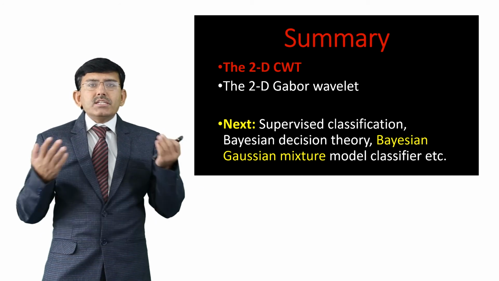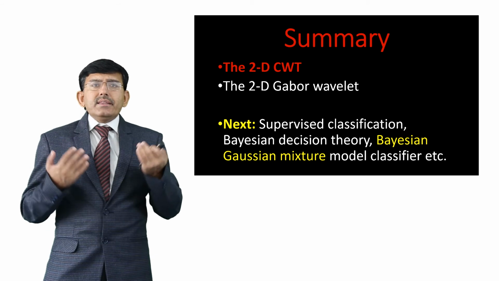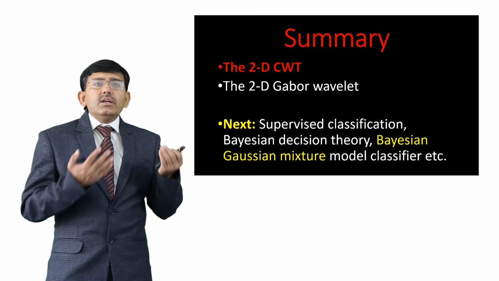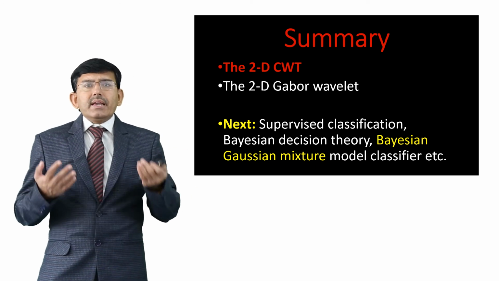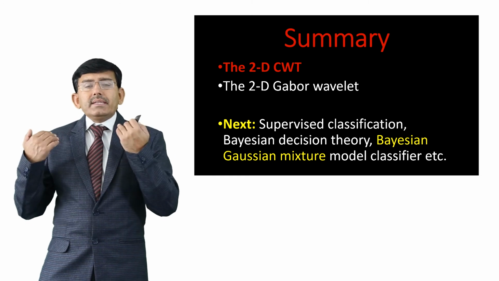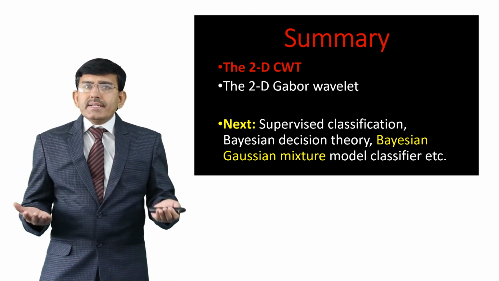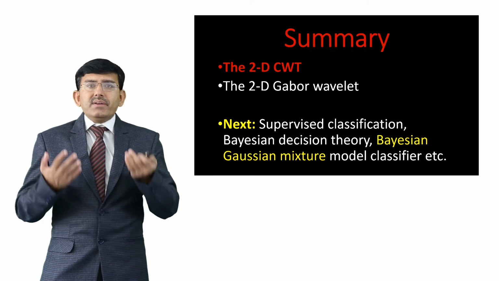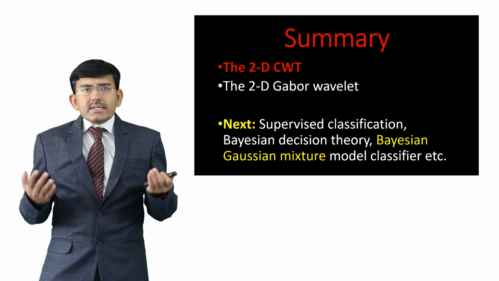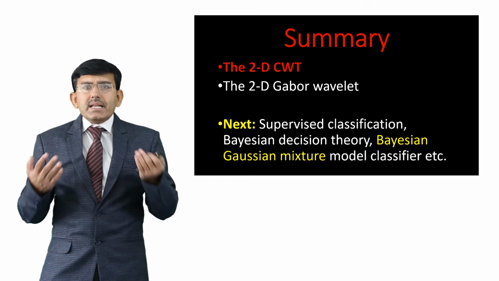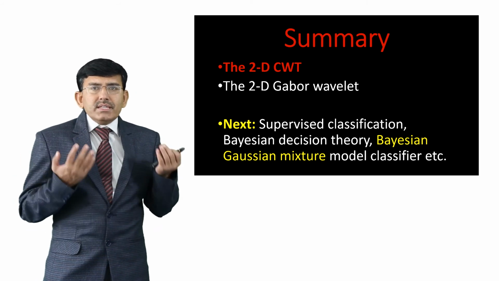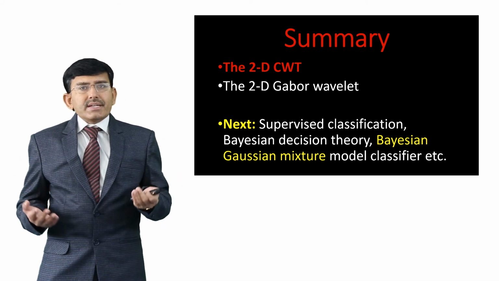Now let us summarize this module. We started with the 2D CWT, then we came across the 2D Gabor wavelet, its use and how it can be used for feature extraction of retinal images because it has very useful properties. In the successive module, we will try to cover supervised classification, Bayesian decision theory, the Bayesian Gaussian mixture model classifier, etc.